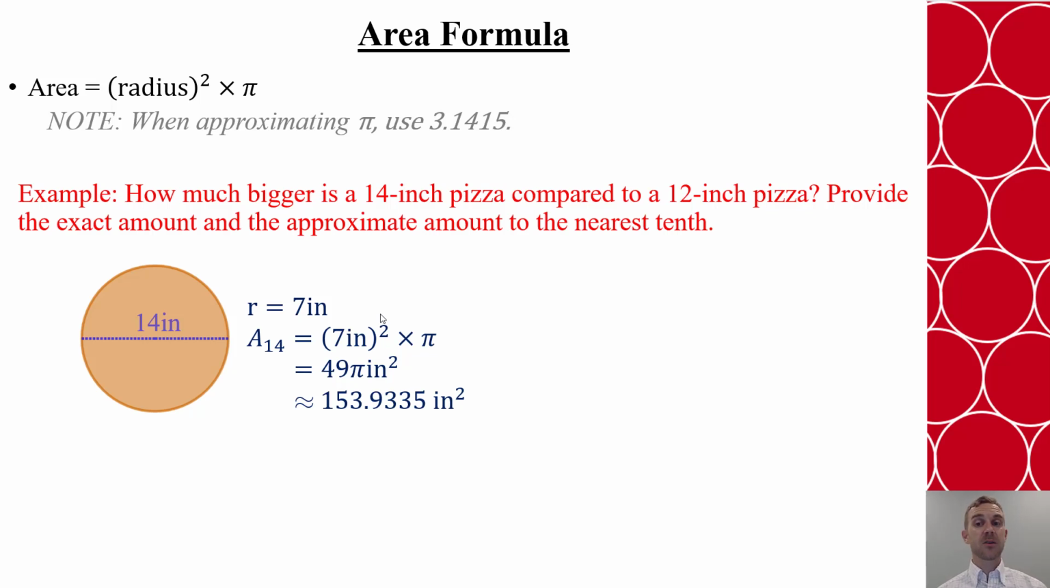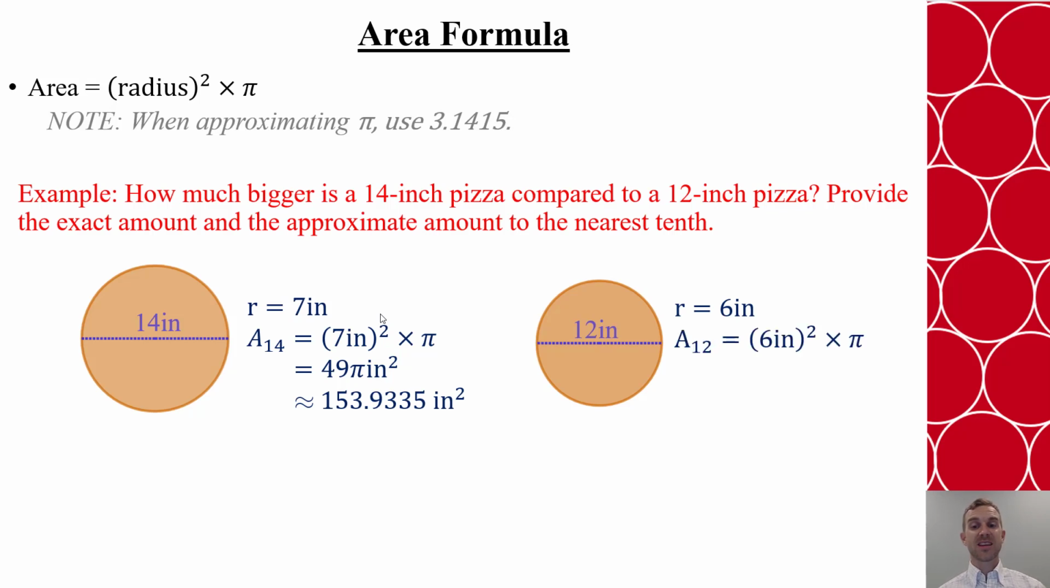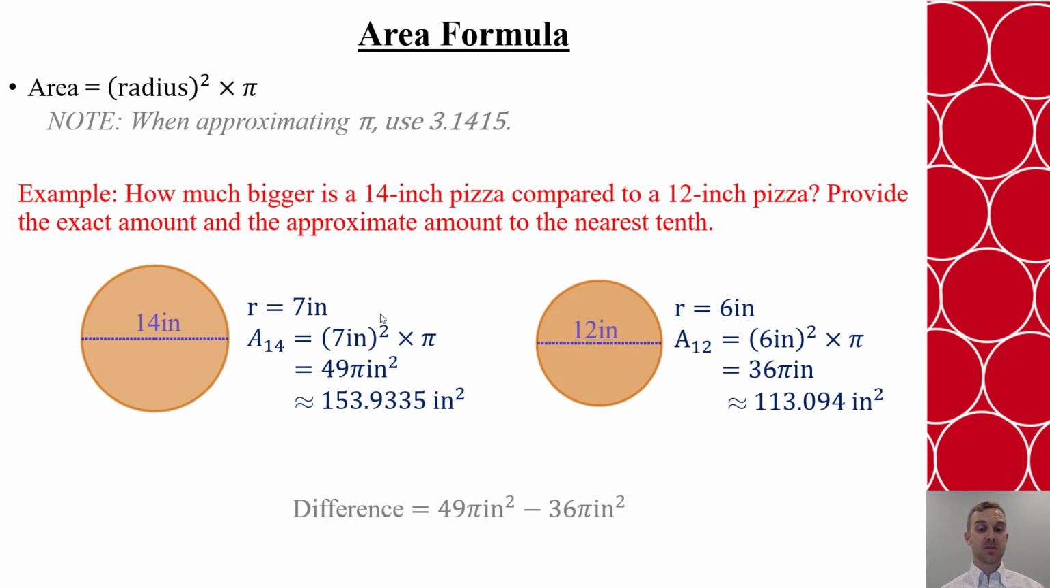Now I can do the same thing for the 12-inch pizza. Again, it's all the part that's inside there, and it's a 12-inch diameter, which means the radius is 6 inches. So if I take the area of this pizza, it'd be 6 inches, that whole quantity squared, times pi. That would give me 36 pi square inches for the exact amount, and approximately 113.094 square inches. So if I want to know the difference in area, I would subtract the exact amounts.